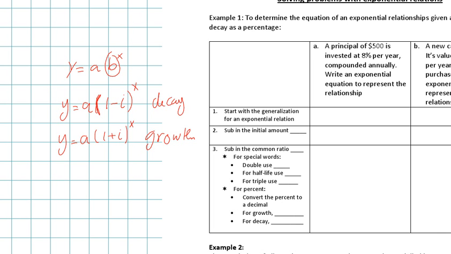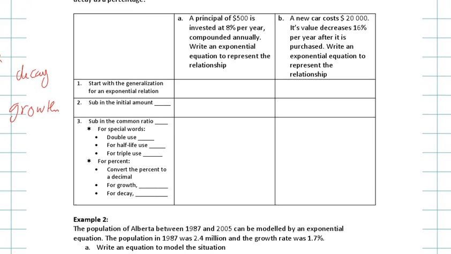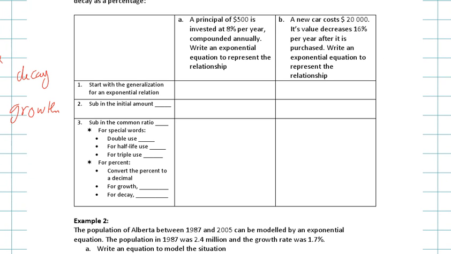So let's look at these examples and see what's going on. A principal of $500 is invested at 8% per year, compounded annually. Write an exponential equation to represent the relationship. Compound means, and we're going to do that next in MAP 4C, that you get interest on the interest. So let's say you put in the $500, and for the first year you got, whatever, $20 interest. So now you have $520 in your bank account. For the next year, you're going to get interest on the 520, not only on the 500.